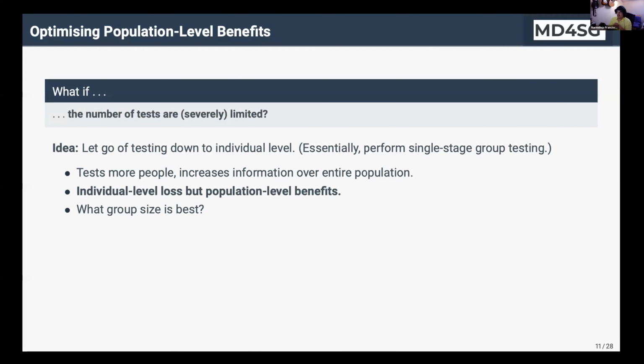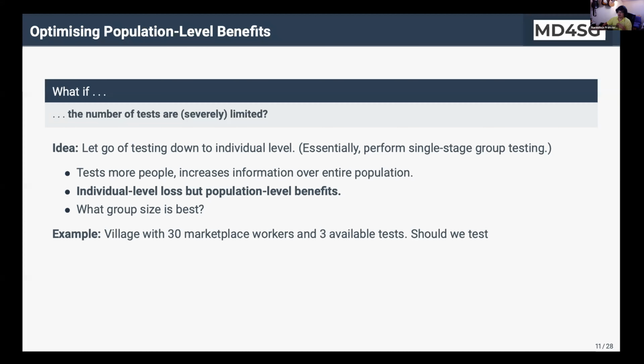then again, we can't do Dorfman. And so one of the other ideas that we actually look at is letting go of the idea of testing everybody at an individual level. So rather than enforcing that we need to know everybody's diagnosis exactly, we can use group testing to spread the reach of a certain limited number of tests, and we can have more population level information to help with containment strategies. And again, we lose individual level specificity, but we get population level benefits. And we can ask ourselves what group sizes are best.